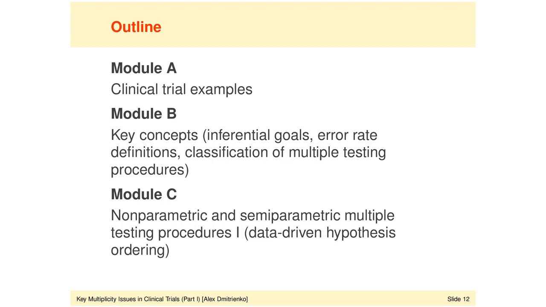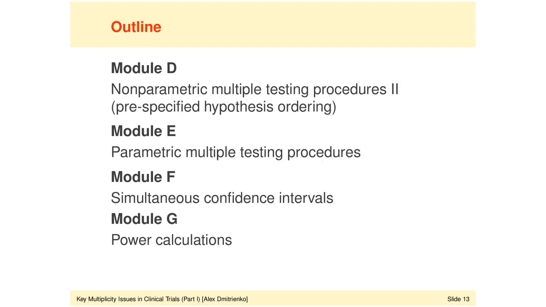And also, there are two types of logical relationships among null hypotheses and multiplicity problems that I referred to a second ago. The testing sequence may be random or data-driven, or it may be fixed or pre-specified. And we'll begin with the first setting when the testing sequence is data-driven. And then in Module D, we will discuss multiple testing procedures that are used in problems with a pre-specified or fixed testing sequence. After that, we'll take a look at Module E.